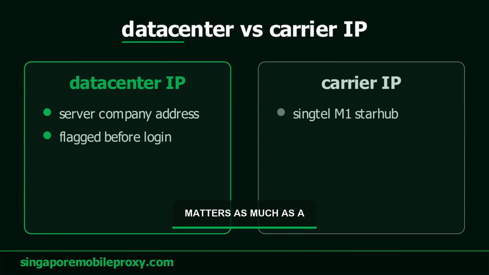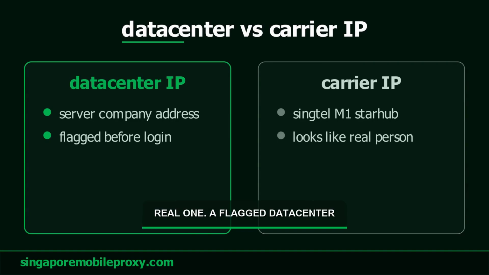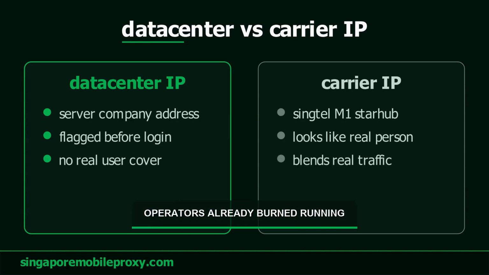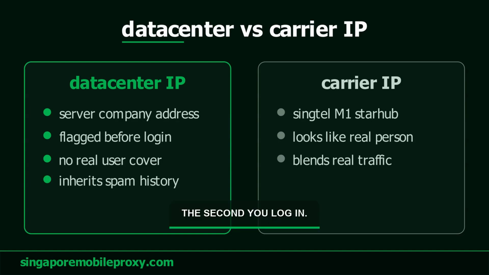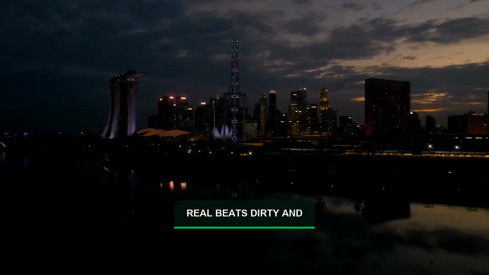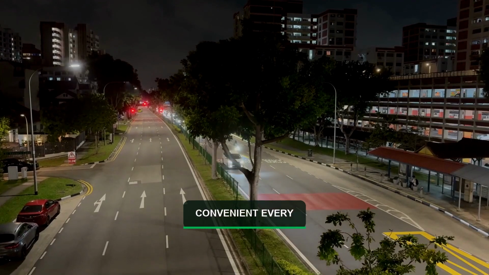And the clean line matters as much as a real one. A flagged data center IP is one that other operators already burned running spam, so you inherit their history the second you log in. A dedicated carrier IP has no one else's behavior attached to it. Clean and real beats dirty and convenient every time.